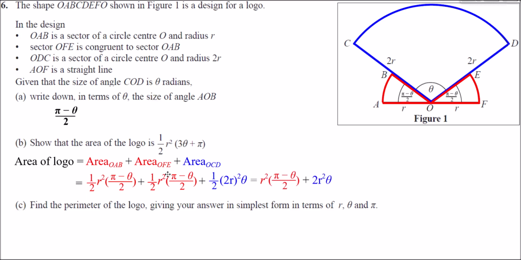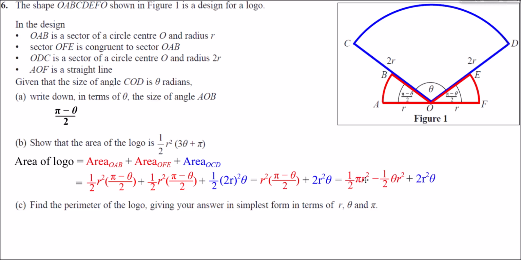So these 2 red bits become this, like I say, and then a half times 2 squared is a half times 4. That becomes 2. So I'm going to get 2 r squared theta. If I now expand this out, I'm going to get 2 fractional bits. So I've got pi over 2 times r squared. So in other words, that's half pi r squared. Then I get minus a half theta times r squared. So expanding it out, I get this result.